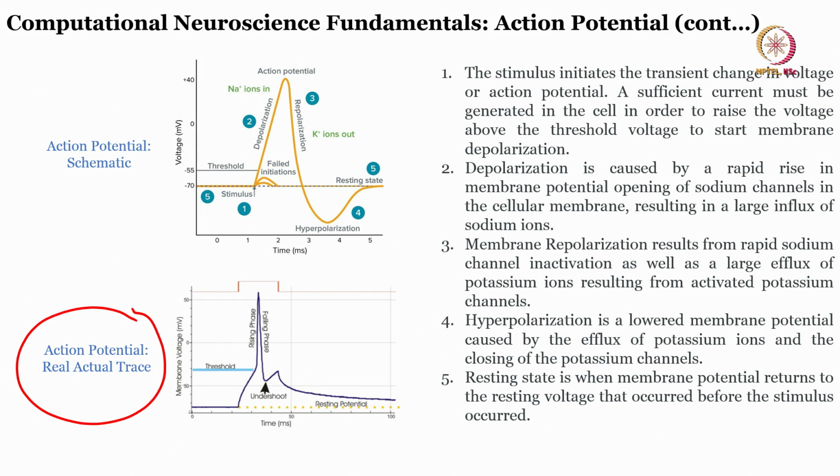So, when that happens, membrane repolarization occurs, from depolarization to repolarization. In that case, the rapid sodium channel inactivation as well as a large efflux of potassium ions resulting from activated potassium channels. Efflux is throwing out, right. Influx is how much time it spends within the cell. Hyperpolarization is a state with a lower membrane potential caused by the efflux of potassium ions and the closing of the potassium channels.